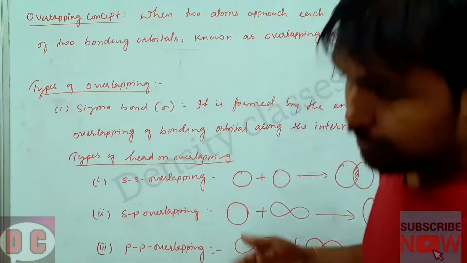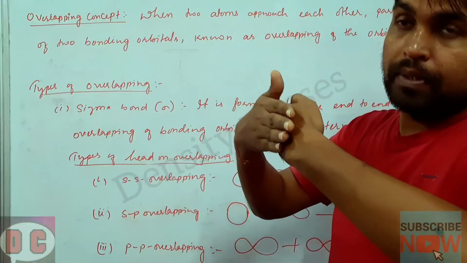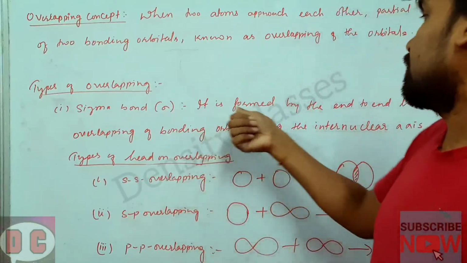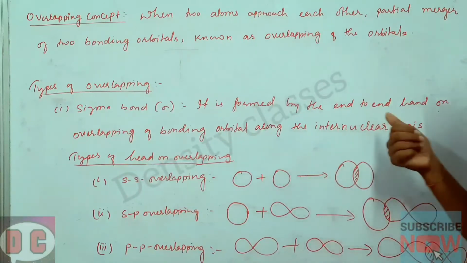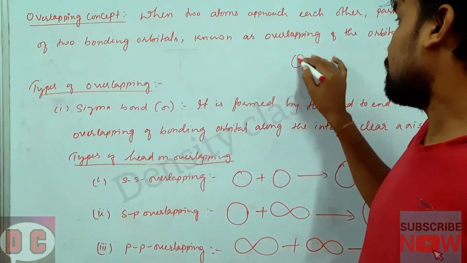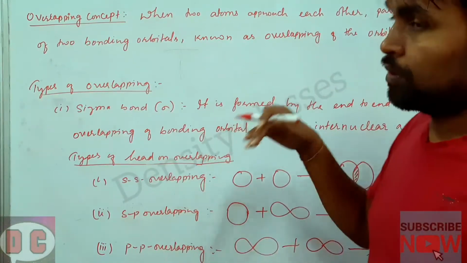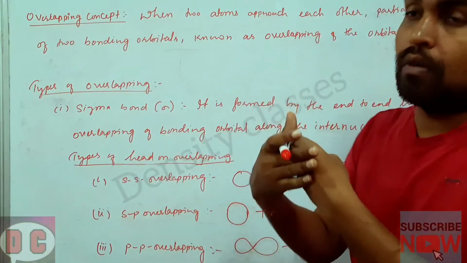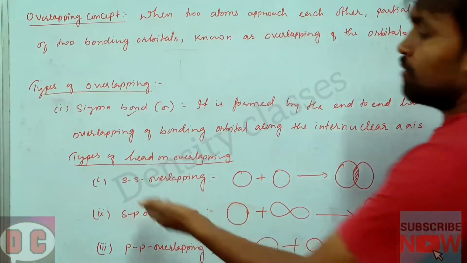Head-on overlapping is this one. Suppose this is one orbital and this is another, so they overlap this way. This is called head-on overlapping, or end-to-end overlapping. It is formed by the end-to-end, head-on overlapping of bonding orbitals along the intermolecular axis. Intermolecular axis means this axis, so they overlap this way. When a bond is formed by head-on overlapping, we call that bond a sigma bond.